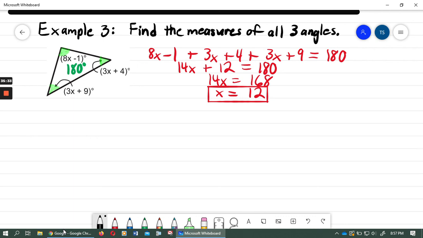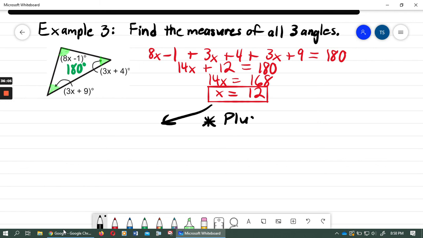So in order to find the measures of all 3 angles, we have to take this measurement of x that we just found, and we need to plug it in. We need to substitute this value of x, and go ahead and use that to find out the measurements of all 3 of these angles. Okay? And so that's what we're going to need to do right now.